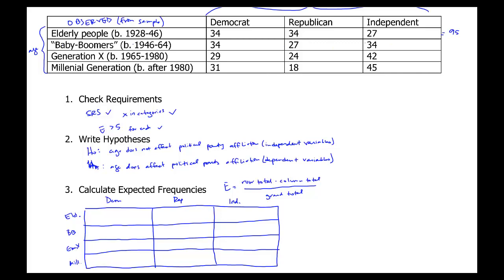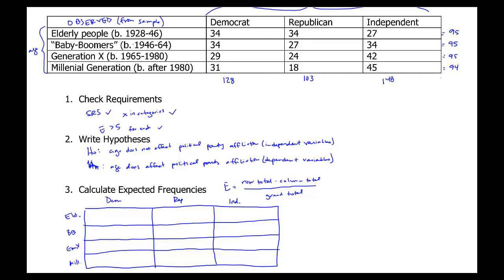Then we have 37 plus 24, or 34 plus 27 plus 34. If you add those up, you get 95. 29 plus 24 plus 42 gives you a row total of 95. And 31, 18, and 45 gives you a row total of 94. Column totals, now we're going to go down a column. So 34 plus 34 plus 29 plus 31, you get 128. 34, 27, 24, and 18 adds up to 103. 27, 34, 42, and 45 add up to 148.